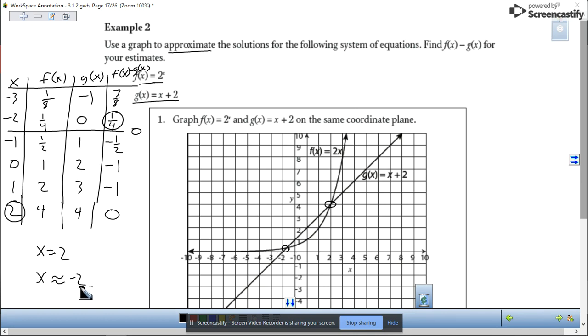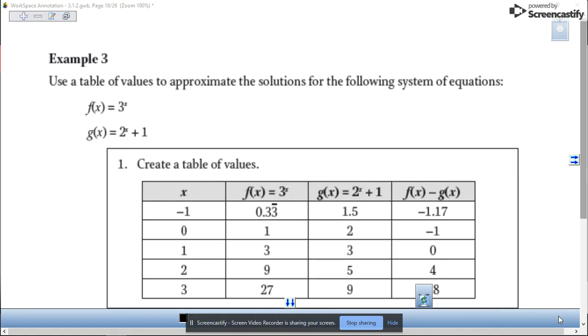Now, we'll get to the point in this class where we can find those exactly, but for now, we're just going to approximate them and get an idea of what's going on here. All right?